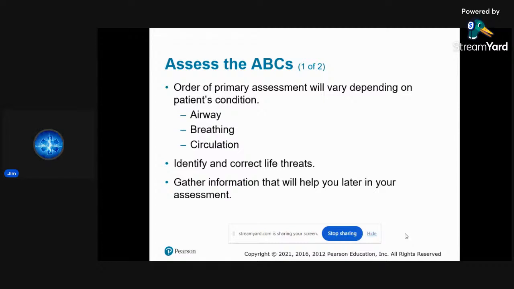If they're not breathing, we're going to breathe for them, right? Don't have a pulse, we're going to do compressions. Any major bleeds, we're going to fix. Any obstruction in the airway. These are all life threats that we have to fix at this point. And we'll continue working on this until we either fix it or we get them to the hospital. Gather information that'll help you later on in your assessment.